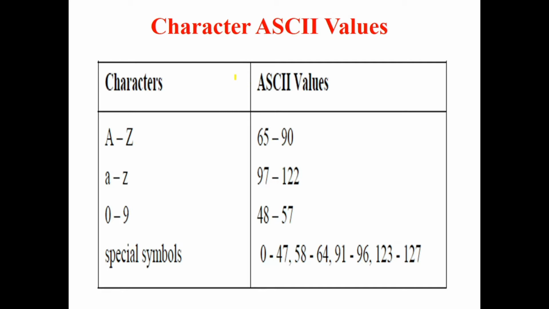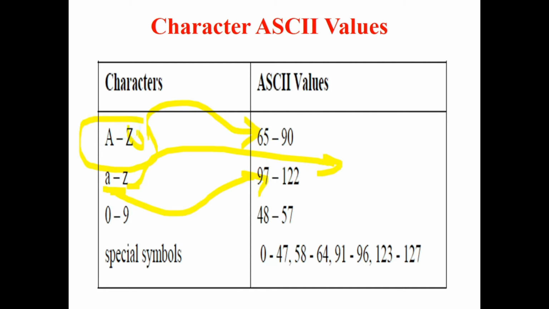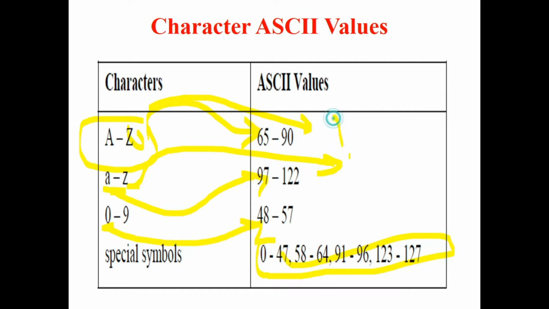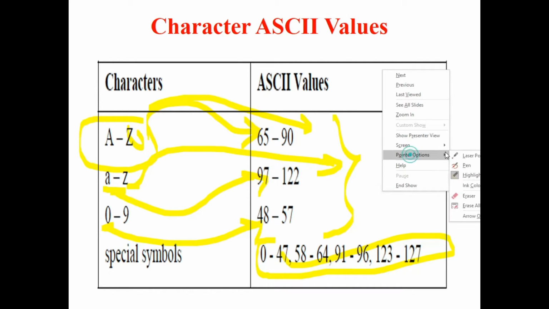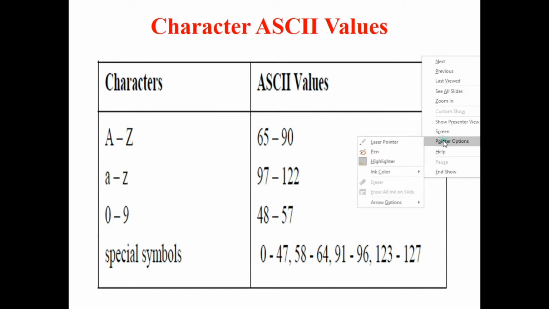So some of the ASCII values are written here. Whenever we press any key on the keyboard, that value is stored in our computer. So the ASCII value for capital A is 65, for small a is 97, for small z is 122, for capital Z is 90, and the ASCII value of 0 is 48. And the special symbols are all the symbols present apart from the range of your alphabets and digits. So these are the special symbols.